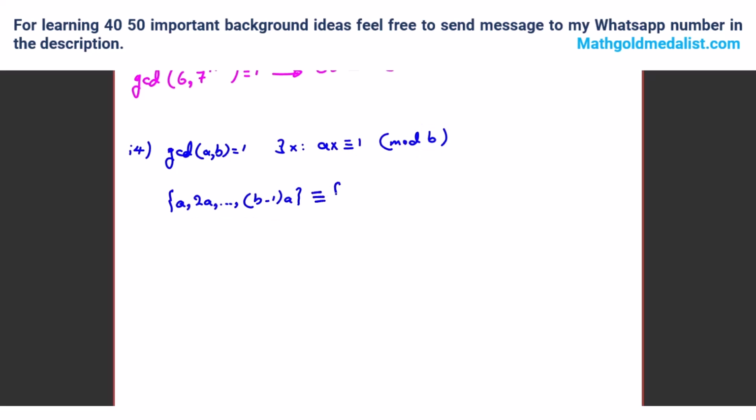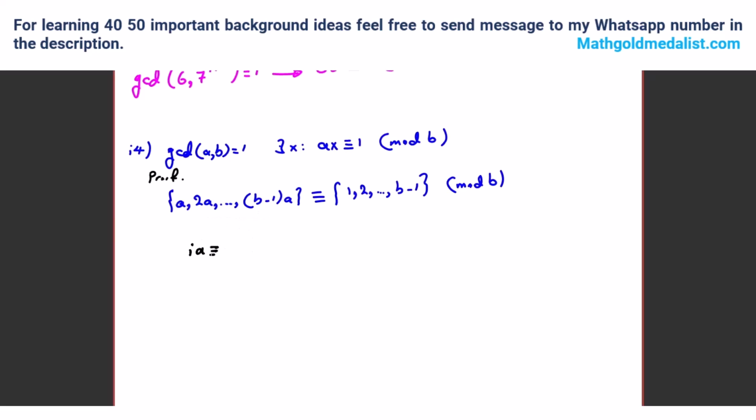So first I want to prove that they are different mod b: 1, 2, to b minus 1. Okay, mod b. How can we prove this? First I want to prove that they are different mod b.